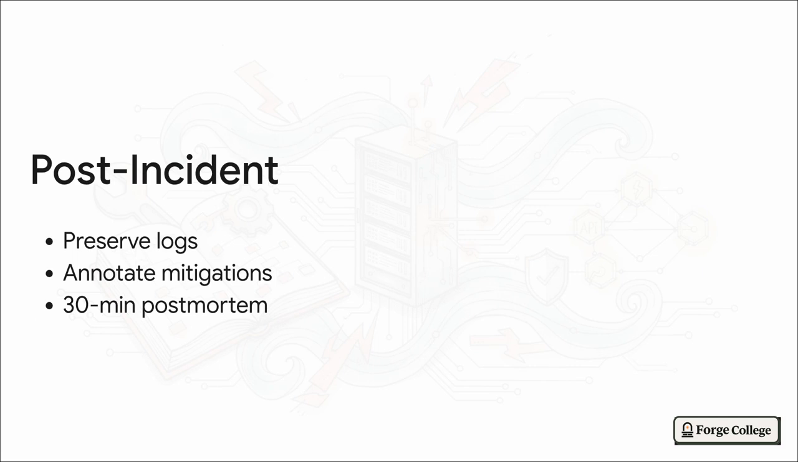That word blameless is absolutely key here. The goal isn't to figure out whose fault the outage was. The goal is to figure out exactly where the system failed, update your one-page playbook with some new tactics, and ensure the entire team actually learns from it.